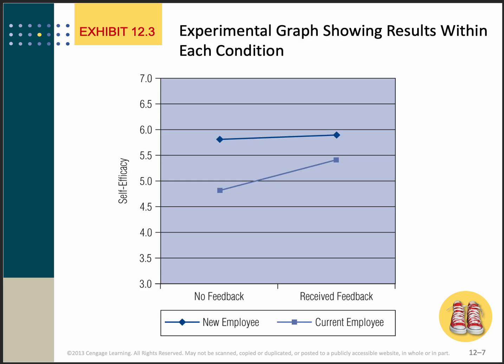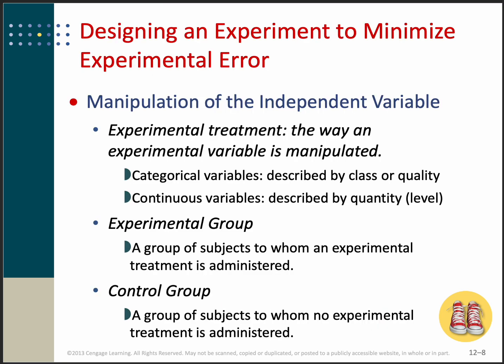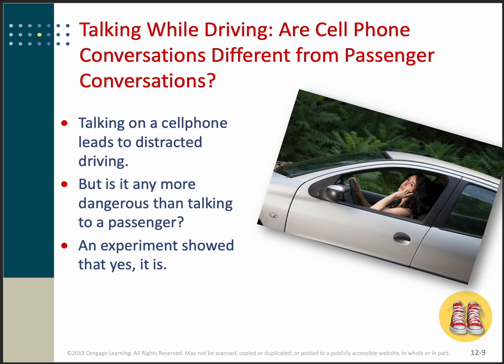So feedback received, current employee, graphs, and this is a huge area. This is a whole study in and of itself, the experimental method. We want to eliminate or hold as small as possible experimental errors, because we want validity in our data. So bottom line, you're going to hear that over and over again.